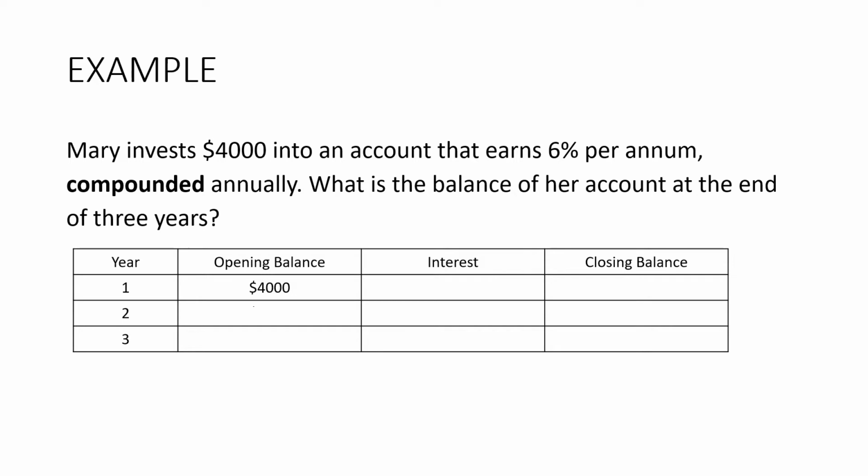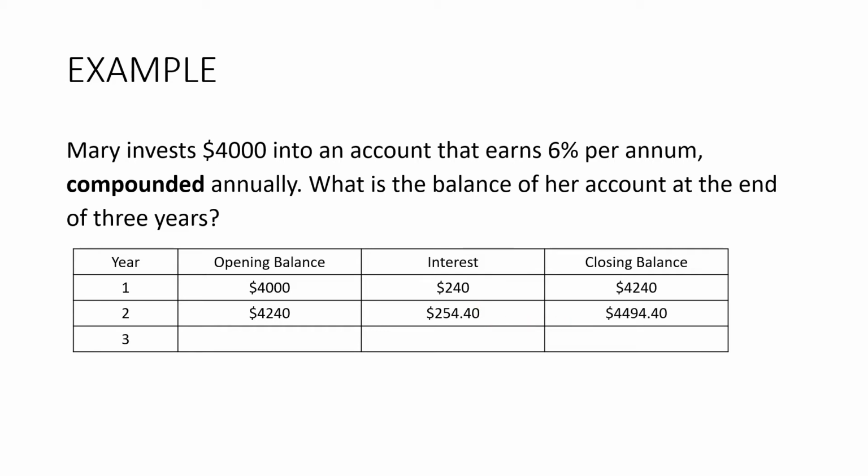She earns 6% per annum, so we're going to find 6% of 4,000, which is 240, and we're going to add that on. So at the end of the first year, she's got 4,240, and that's the opening balance of the second year. Now we're going to work out 6% of the new balance, so 6% of 4,240. Do you see how we're getting interest on the interest? So that's $254.40. That's slightly higher than it was the previous year. And now we're going to add it together.